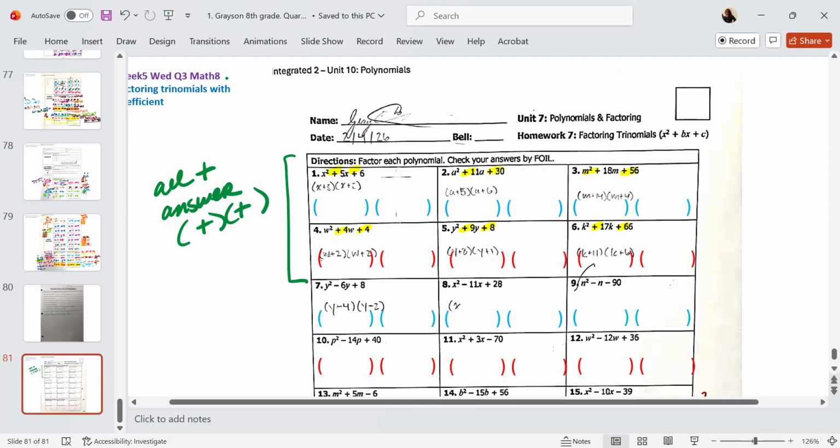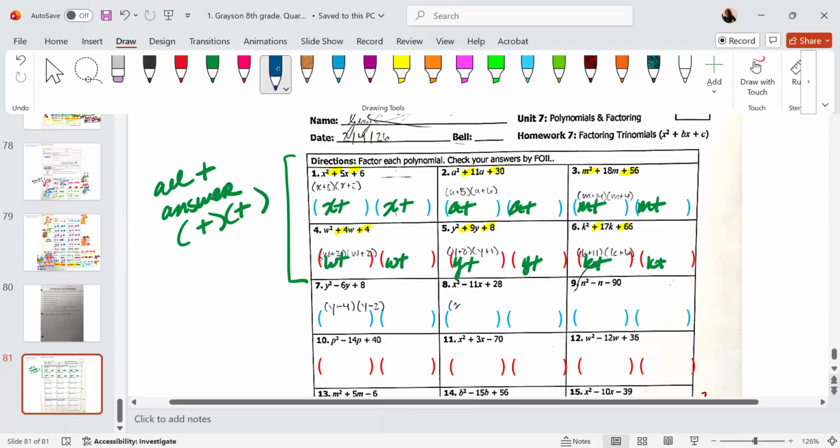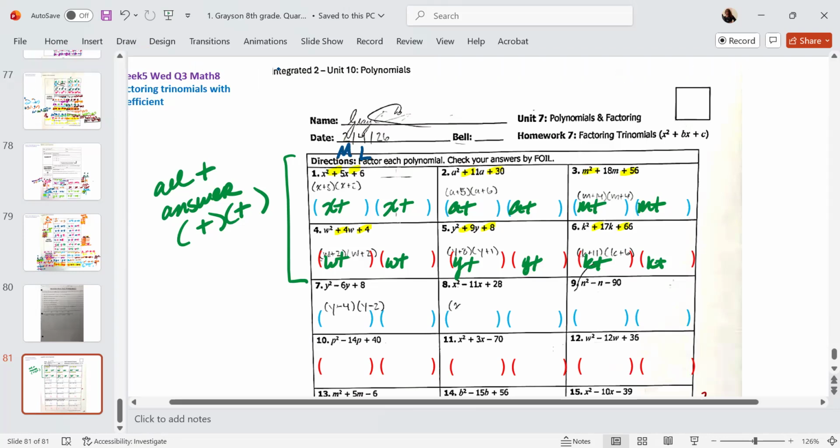Does that make sense? Okay, so here is x, it's plus, plus, and then y plus, y plus, w plus, w plus. Then you ask yourself, remember, this is the last number, this is the middle number, right? Last number you're multiplying, middle number you're adding. So what times what gives me the last number of 6, but when I add those two numbers up, gives me the middle number 5? It'll be 2 and 3, or 3 and 2, right?